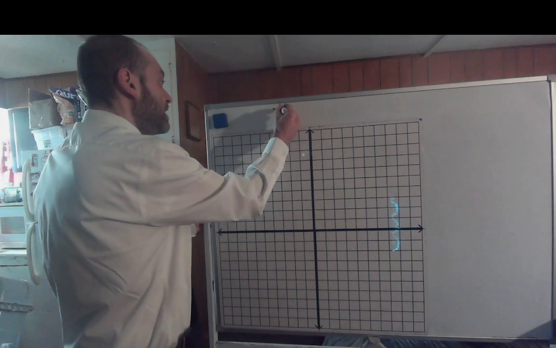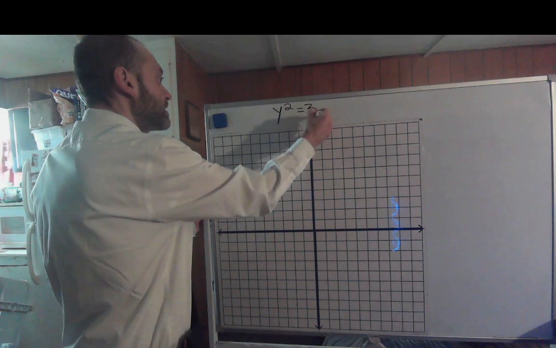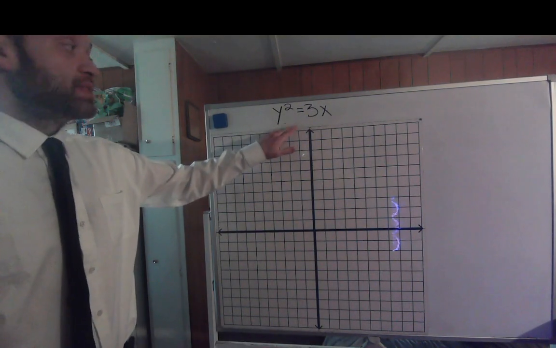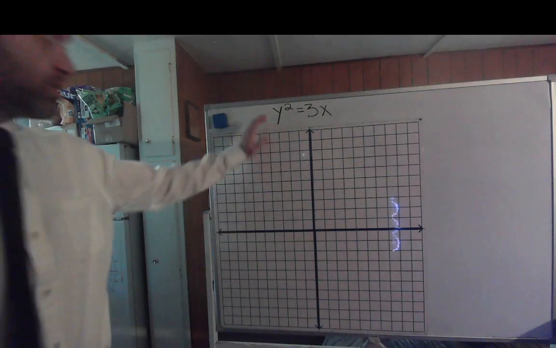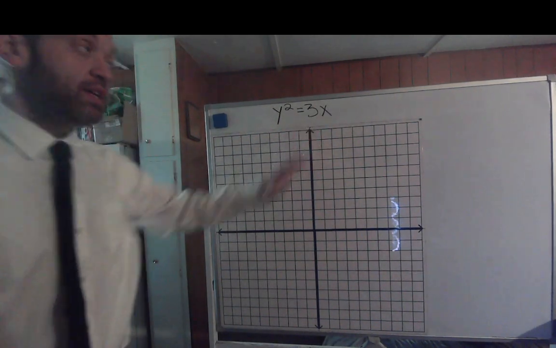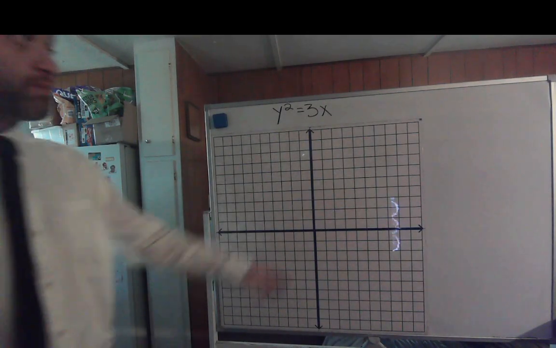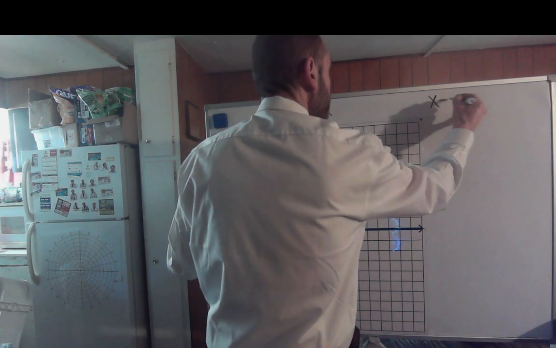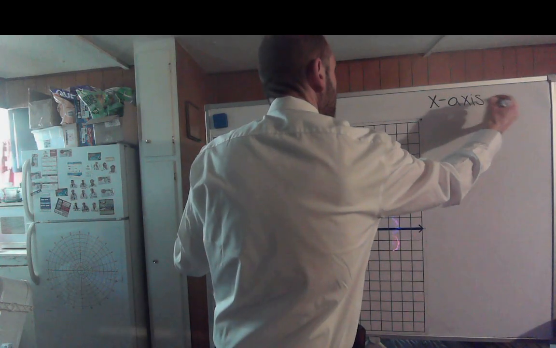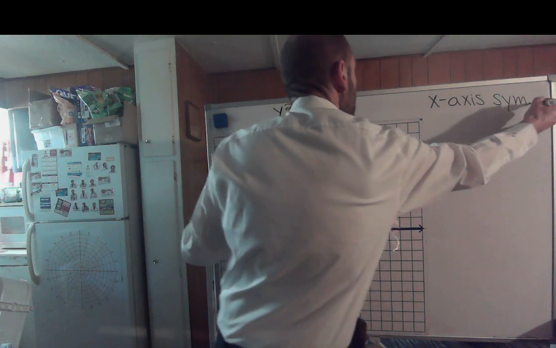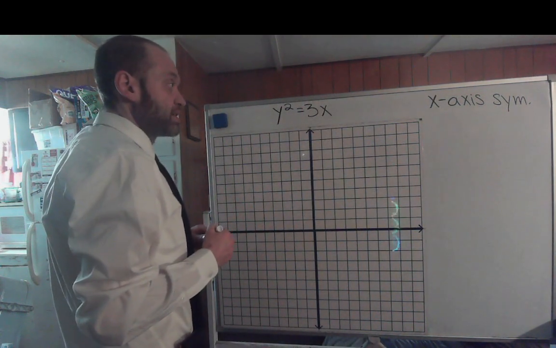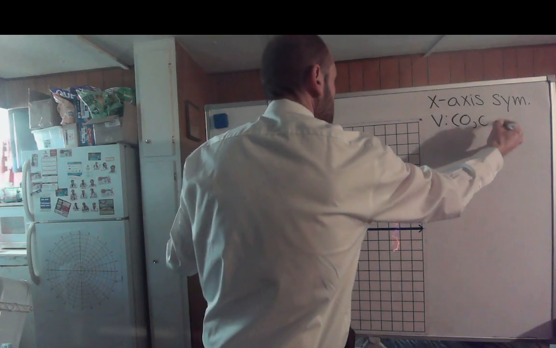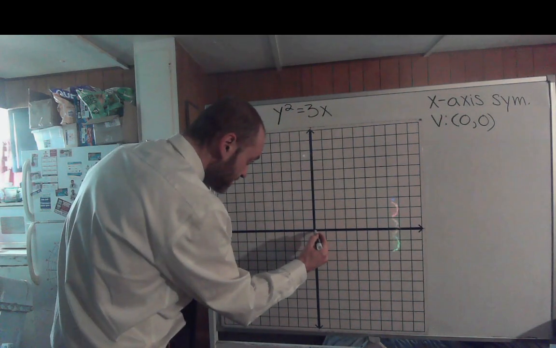We have y squared equals 3x. So we've been given the form y squared equals 3x. This is already in standard form, because the quadratic term's on one side, the linear's on the other. And the linear variable is x, that means we're actually going to have x-axis symmetry. And then let's find the vertex. Well, the vertex is a dead giveaway. That'll be at 0, 0. So let's plot the vertex right there, 0, 0.